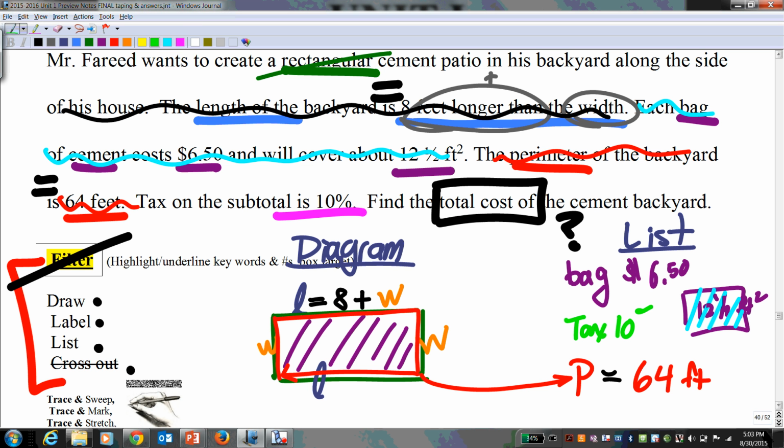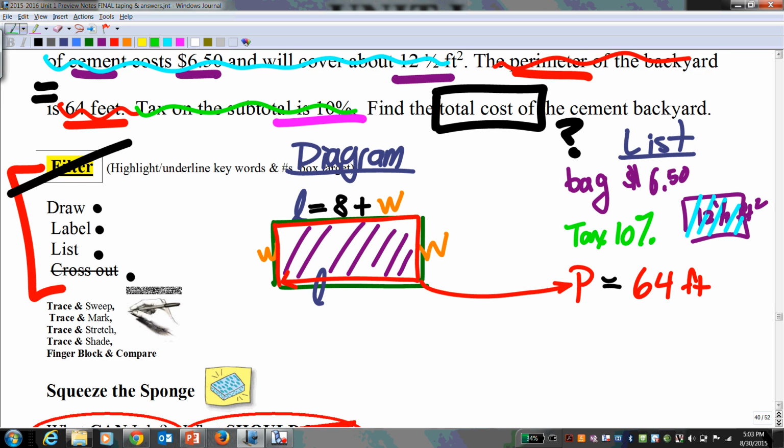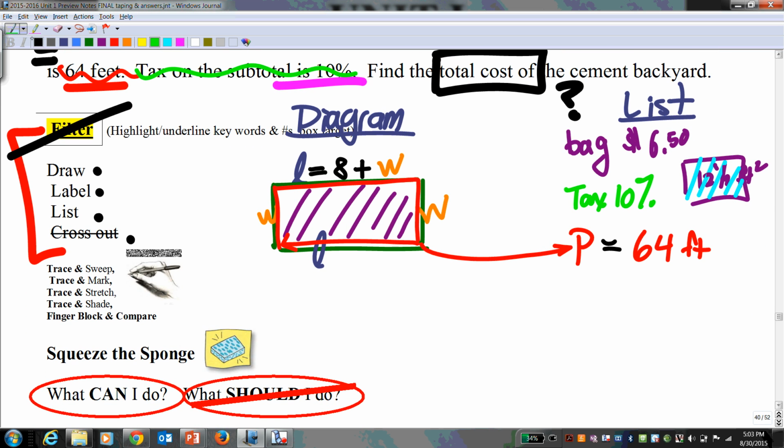Tax, 10%. Took care of this. And my ultimate question is find the total cost. So I always like to box that and highlight it. My ultimate question is, how much is this backyard going to cost?